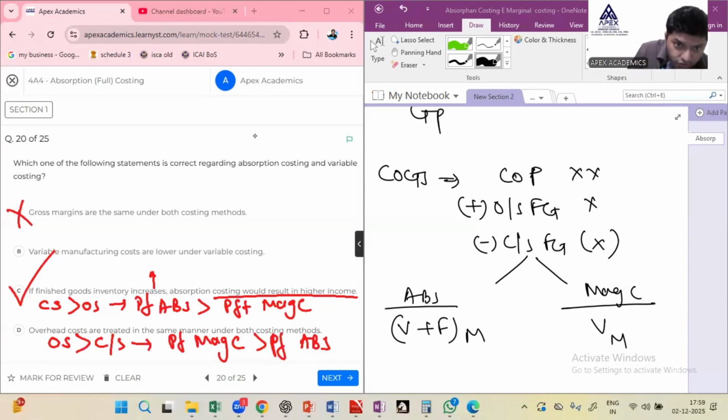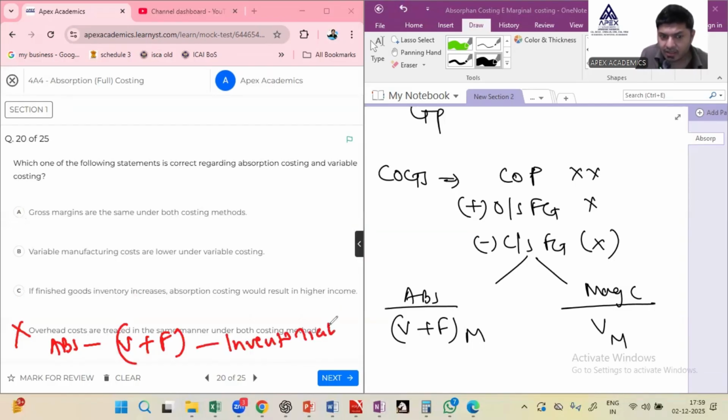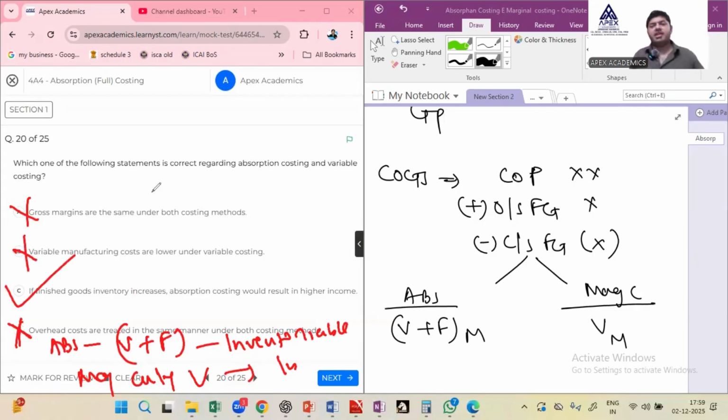But we also have to understand, because they are asking us which is correct. So C is correct. But D, overheads are treated in the same manner. No, they are not treated in the same manner. Under absorption costing, both variable and fixed are inventoriable. But under marginal costing, only variable are inventoriable. So option D is wrong, A is wrong, B is wrong. Option C is the right option. That is question number 20 for you.